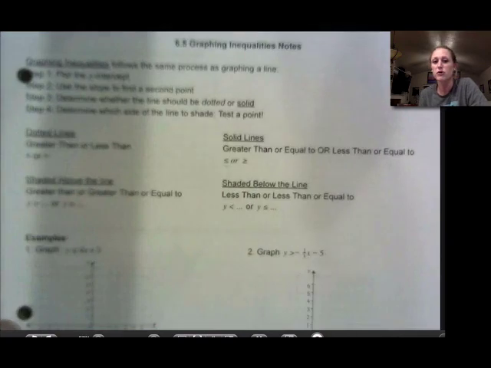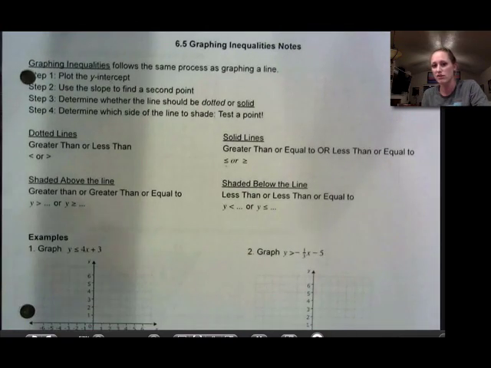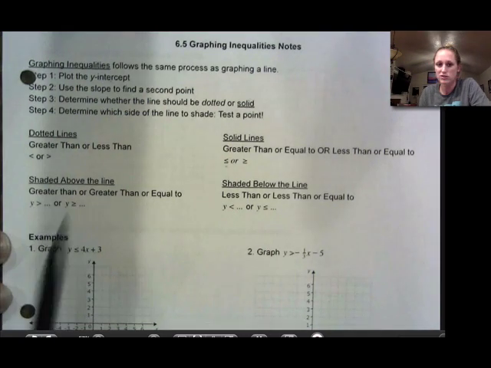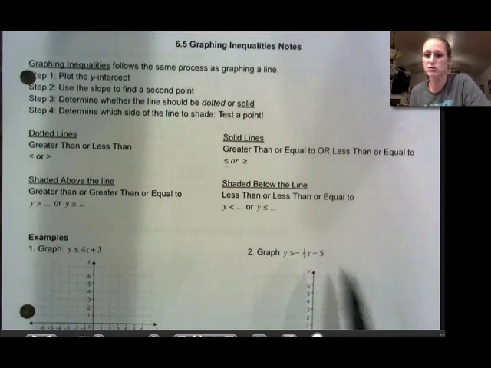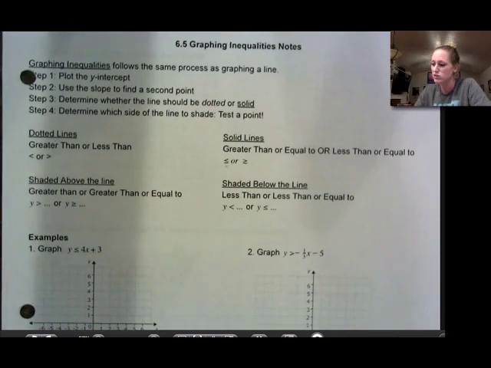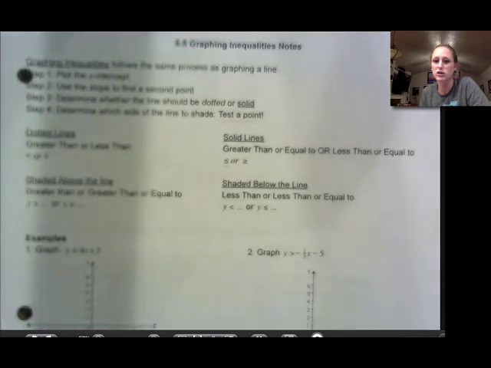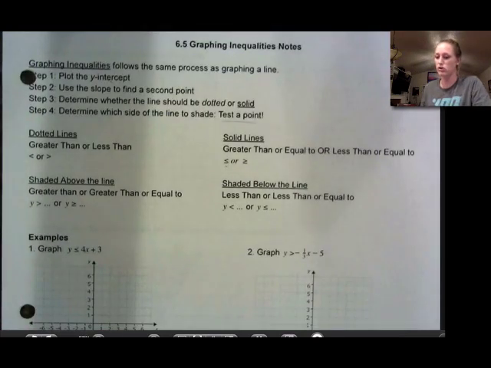Then we are also going to shade one side of the line, either above or below. So greater than or equal to, we're going to shade above. And if it's less than or equal to, we're going to shade below. And notice we can test a point to make sure that we shaded correctly. I'll show that to you here in the example.